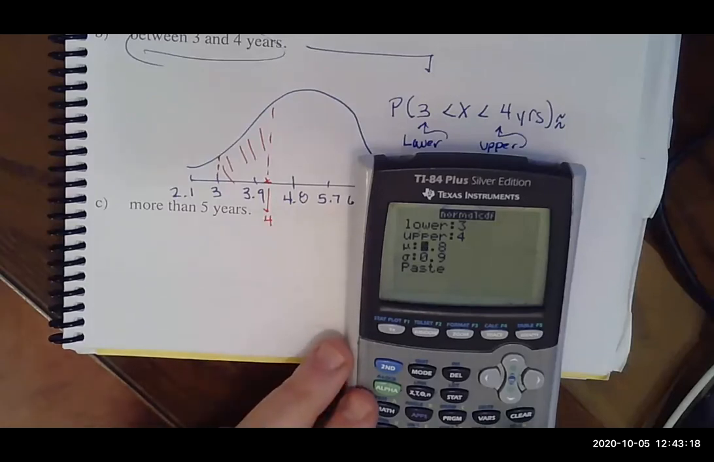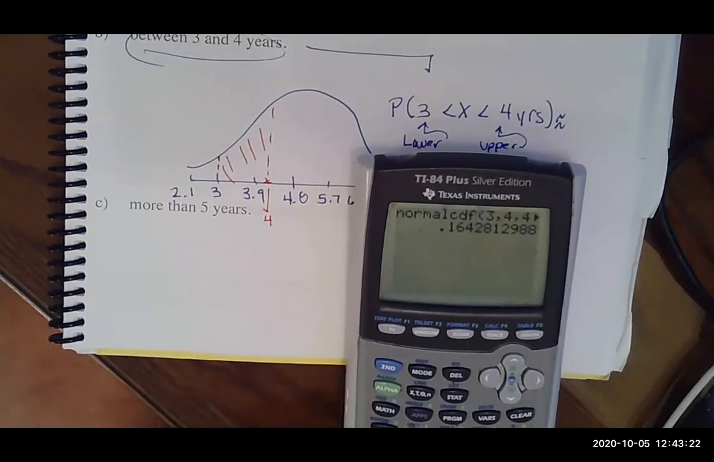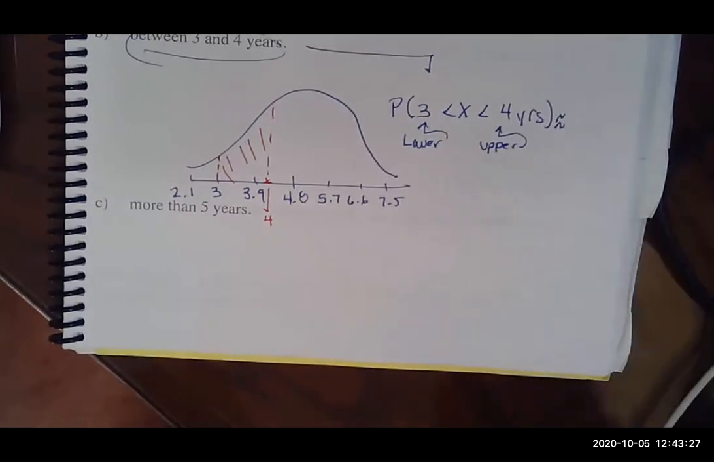So let's see, we do this. Okay, there's a 16% chance. The probability that's going to happen is 16%.